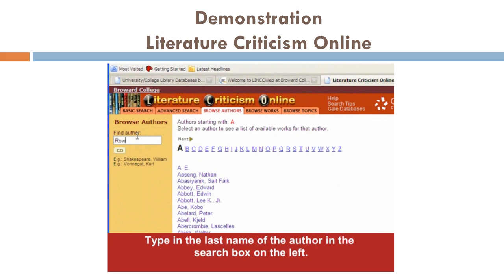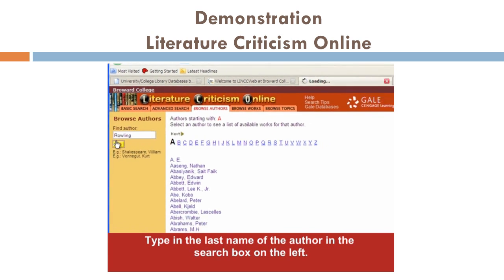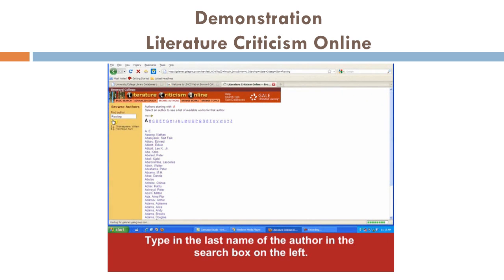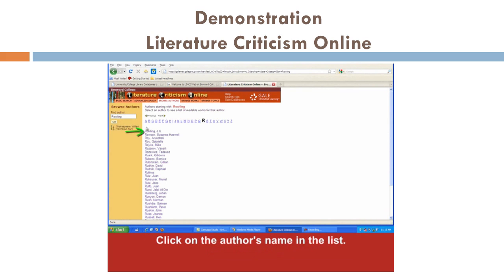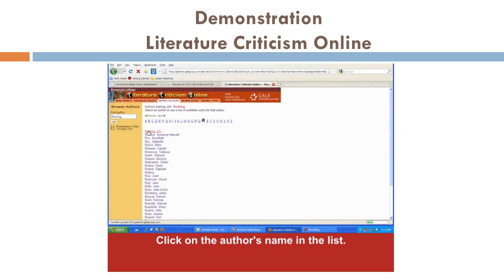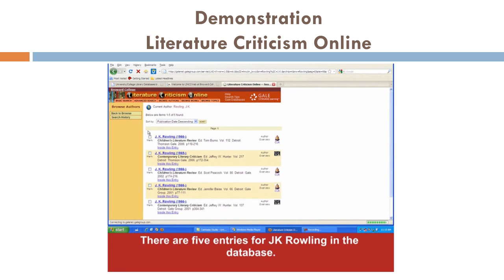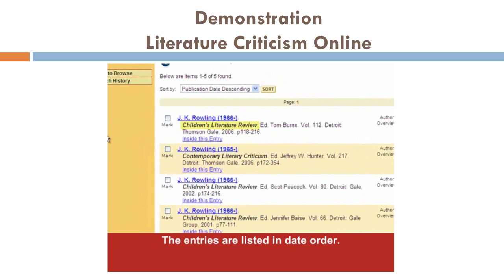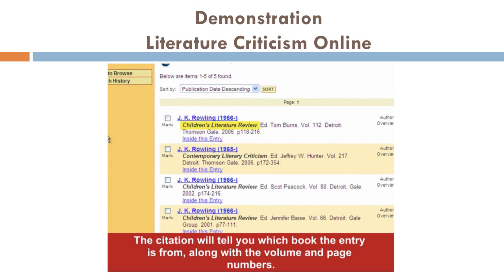In the search box on the left, type in the whole or part of the last name of the author. Then click Go. Find the name of the author you are looking for in the list and click on the link. There are 5 entries for J.K. Rowling in the database. The entries are listed in date order, from most to least recent. The citation will tell you exactly which book the entry is from, along with the volume and page numbers.